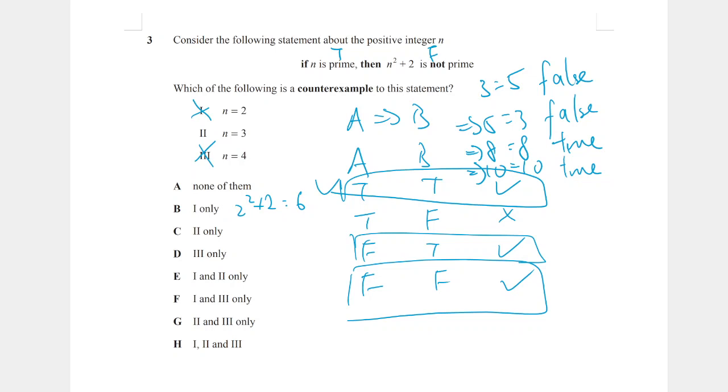How about option 2? When n is 3, okay, 3 is prime, great. And then 3 squared plus 2 is 11. Yeah, so 11 is prime, right? So that's a counterexample to the statement, as I told you just now about the truth table. So option 2 is correct, it is a counterexample, so option C.